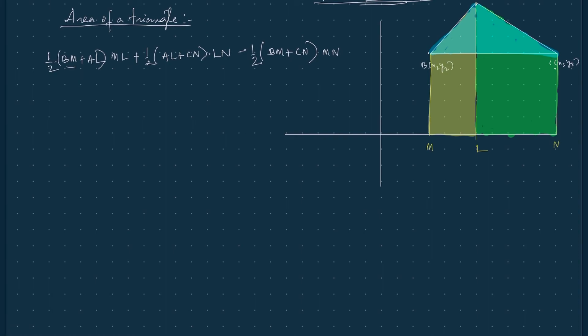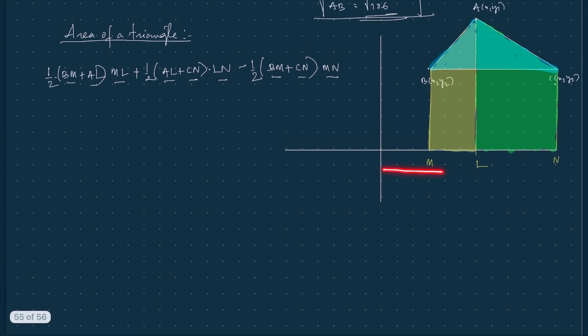Now what we are going to do is find what BM, AL, ML, CN, LN, and MN are. You see here this distance is the x2 distance, and this distance is the x1 distance. So what is ML? ML will be x1 minus x2.